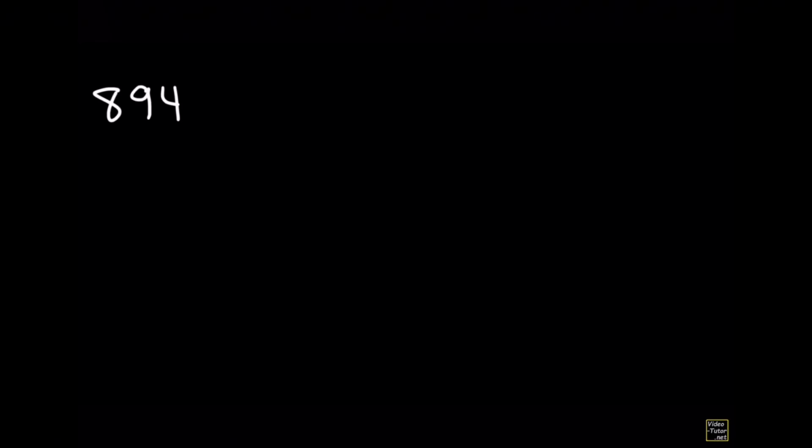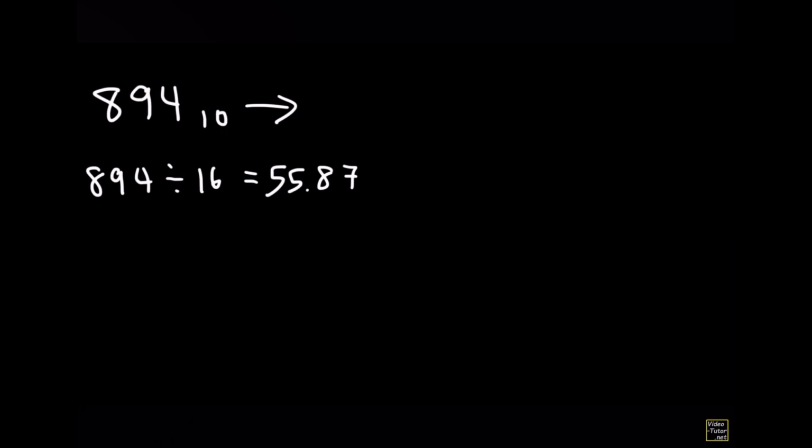894. So, let's start with 894 divided by 16. 894 divided by 16 is equal to 55.875. That's gonna be 55 remainder, and take 0.875 and multiply it by 16. And that's gonna give you a remainder of 14.